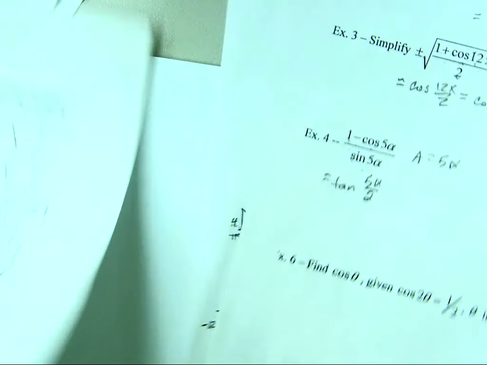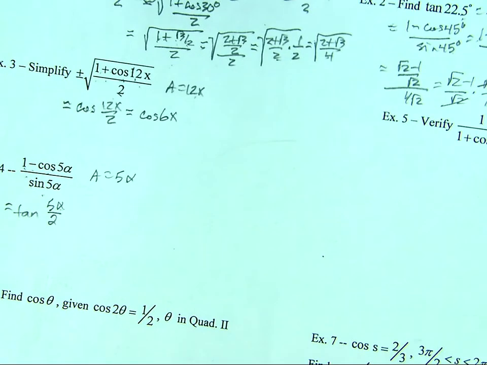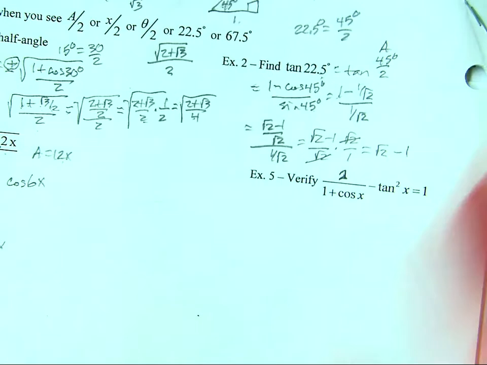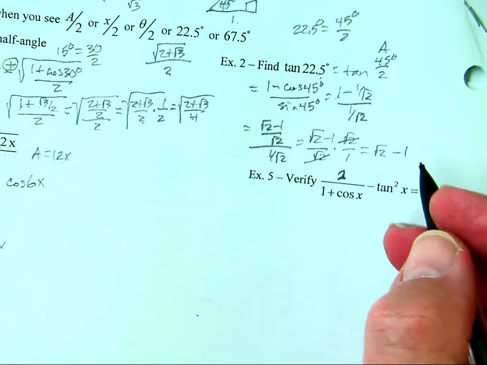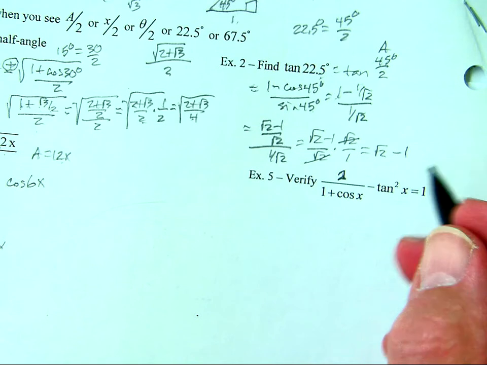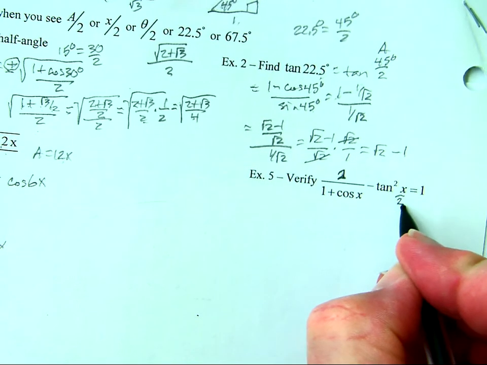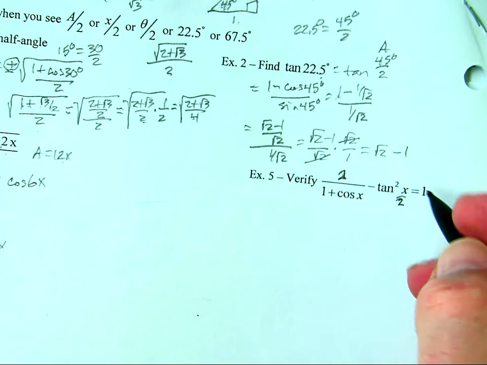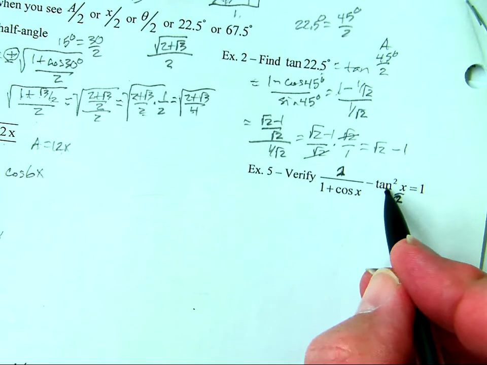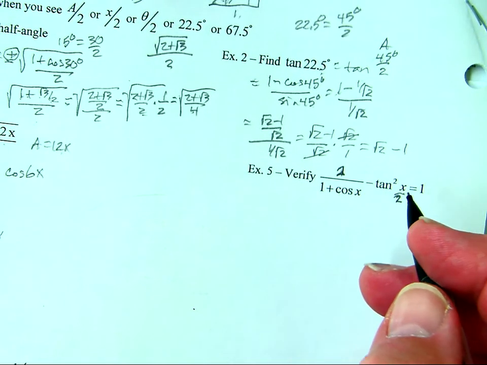This next one is a verify problem. And there's a typo on that. It's supposed to be a 2 on top here. So on top of that fraction, that was supposed to be a 2, not a 1. And this should be over 2. There are 2 typos on that one, so it should look like that. So it should be a 2 on top of the fraction. That should be the tangent squared of x over 2.